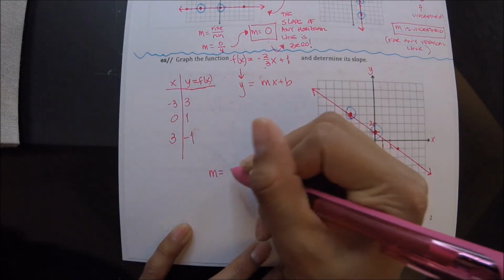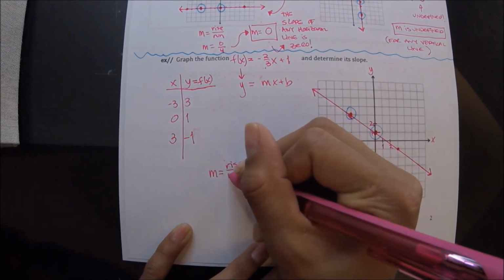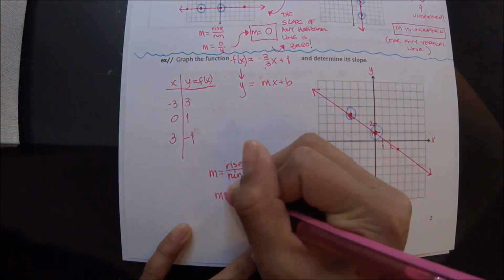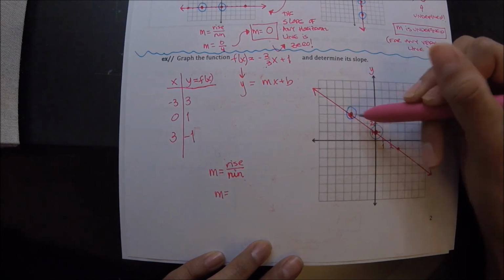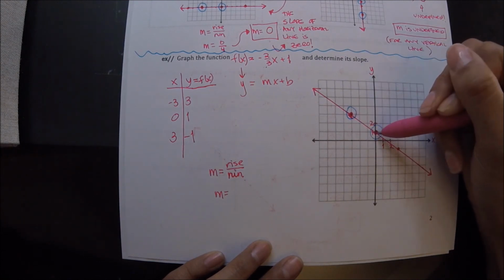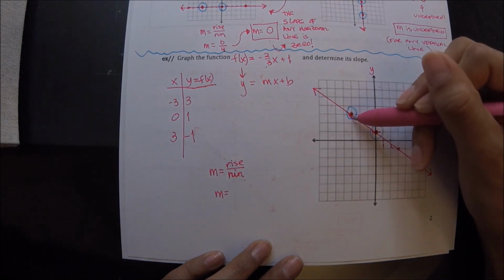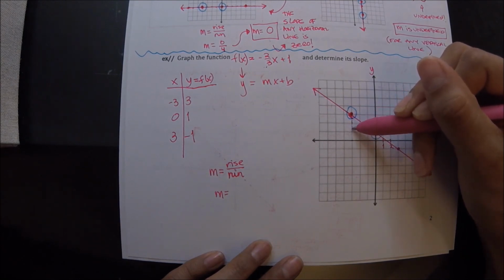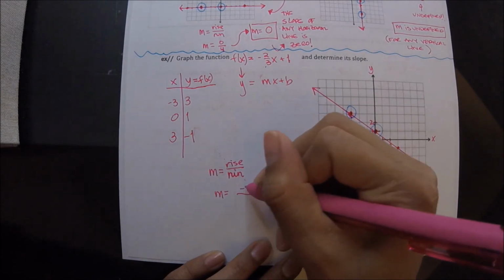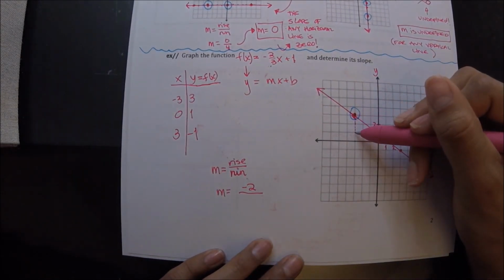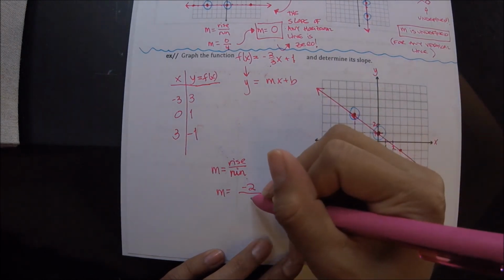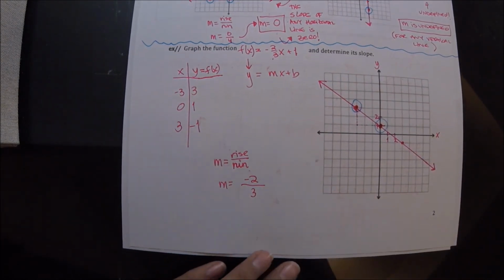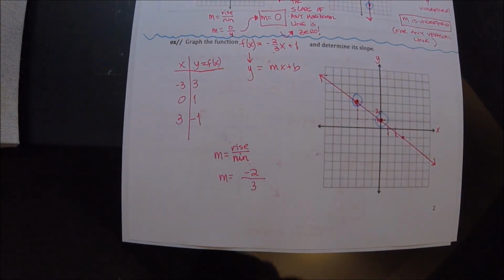So slope is rise over run. I'm going to go from here to here, left to right. So how far is it rising from here to here? Well, it's going down 2. So I'm going to put -2 because it's going down 2. And then it's going to the right 1, 2, 3 times. So the run is +3. So this is our slope, -2 over 3.